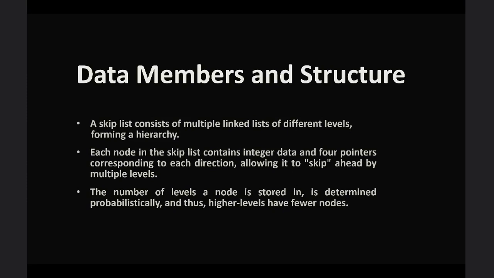A skip list consists of linked lists organized in different levels, forming a hierarchy. Each node holds integer data and four pointers for moving in each direction. These allow it to skip multiple levels. The number of levels a node is in is determined probabilistically, so higher levels have fewer nodes.